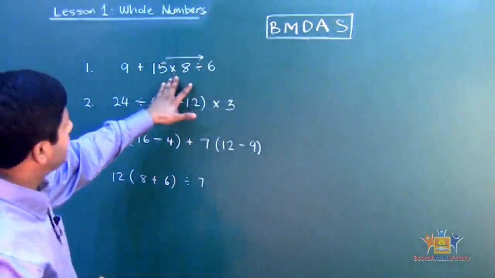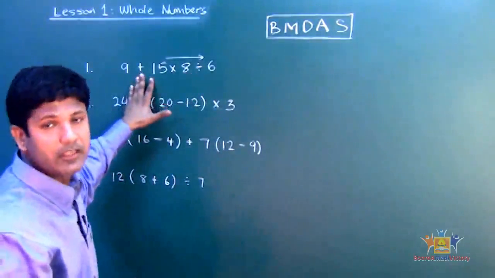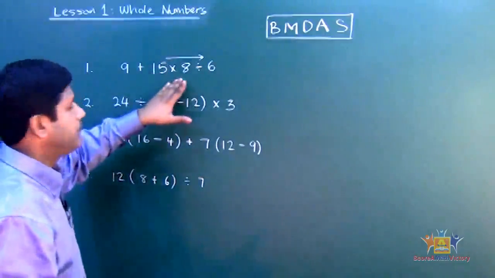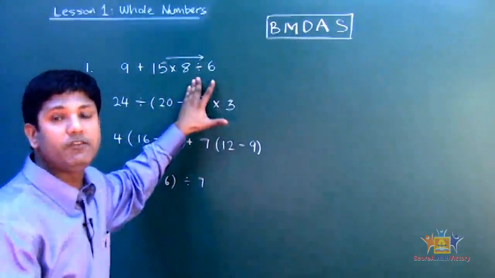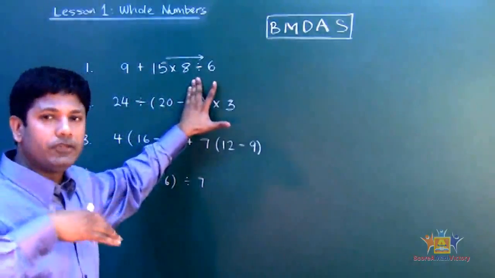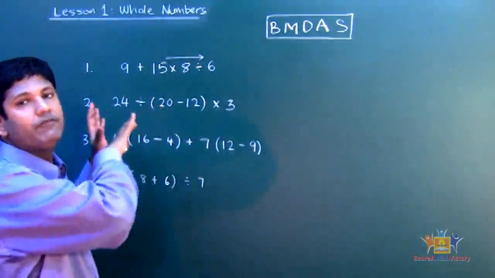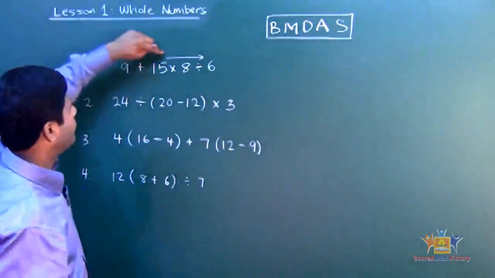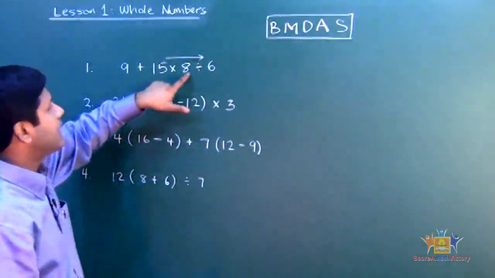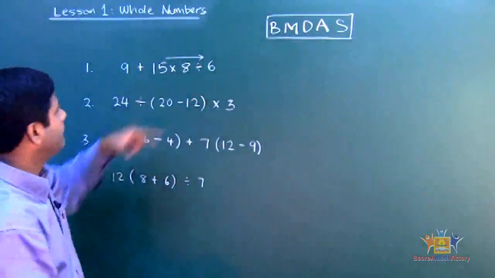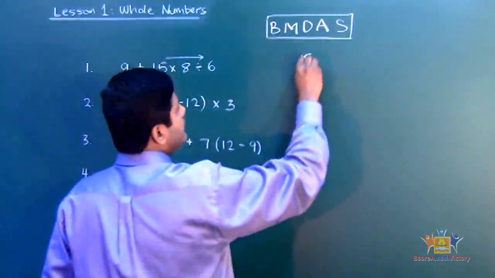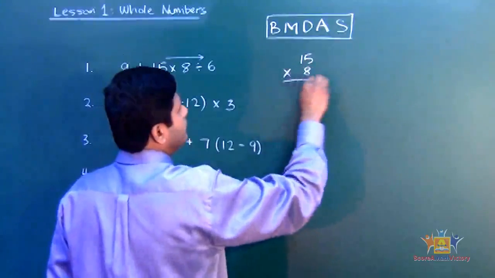Alright, I got multiplication and division, and also got plus, but the priority we're going to give is the multiplication and division. But I got multiplication and division together, so I'm going to use left to right. See that? Left to right. So we're going to times first, and then we're going to divide that by 6. Okay, so let's do that. So 15 times 8. So what's 15 times 8?